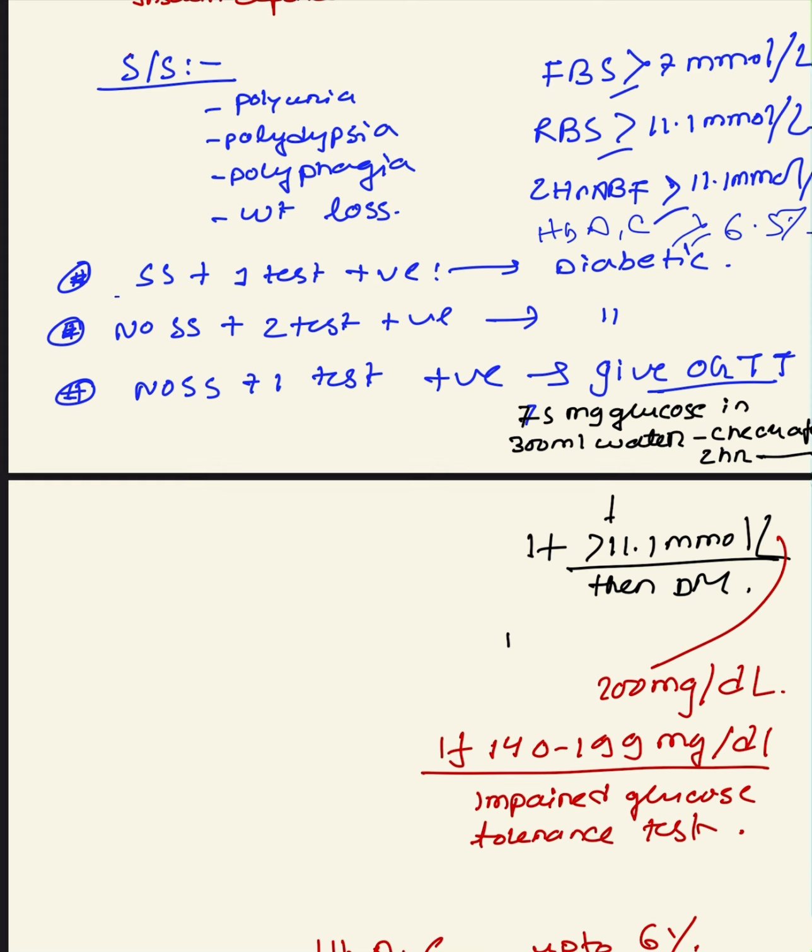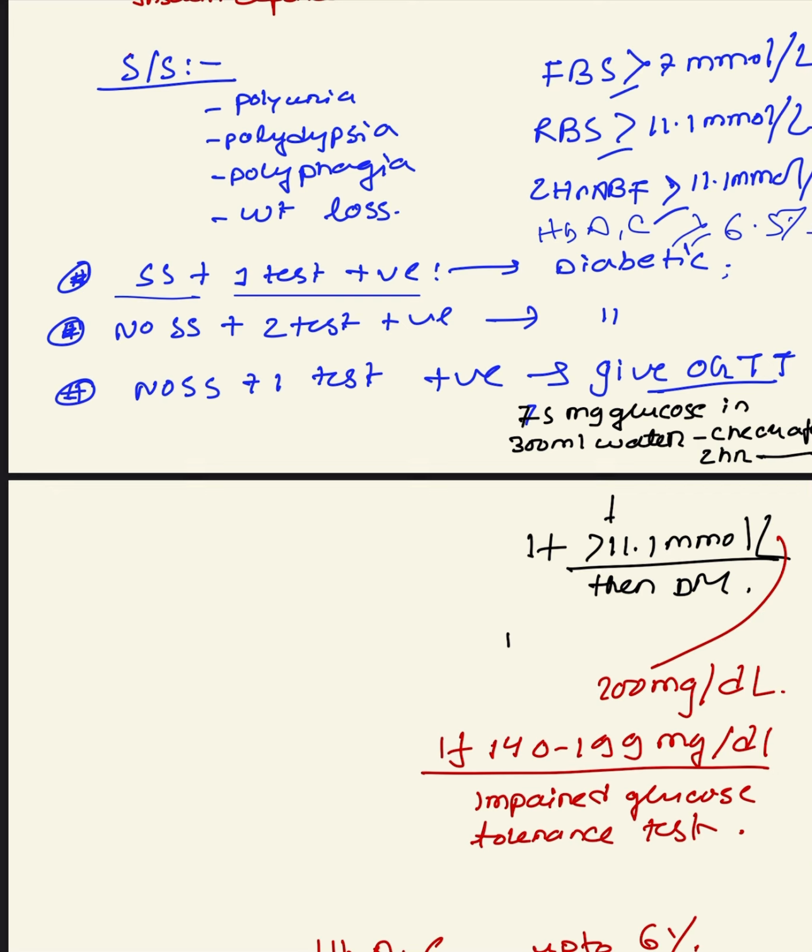So if a patient has these signs and symptoms and one test is positive, then we can consider him diabetic. If no sign or symptom is present, but two of these tests are positive, then we can also consider diabetes mellitus. If the patient has no symptom but one test is positive, then we can give him OGTT, that is oral glucose tolerance test. We give the patient 75 milligram of glucose dissolved in 30 ml of water, and check the blood glucose after 2 hours.